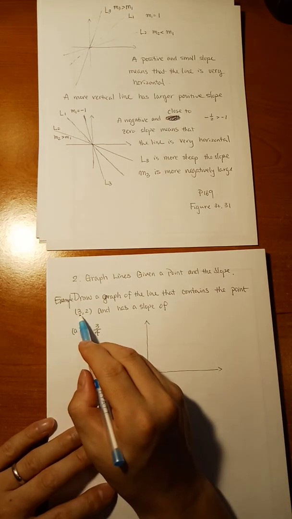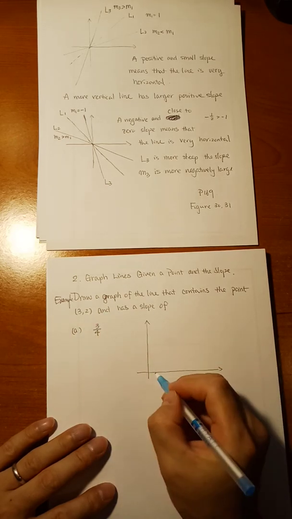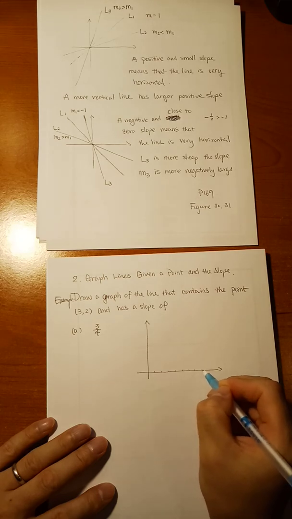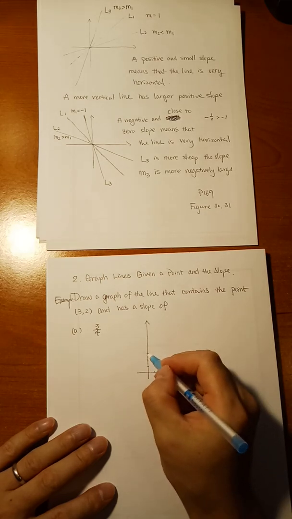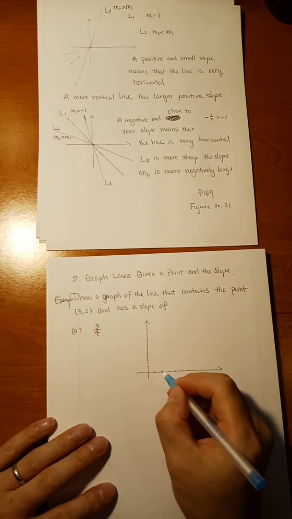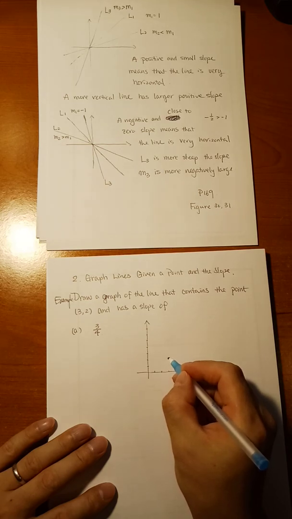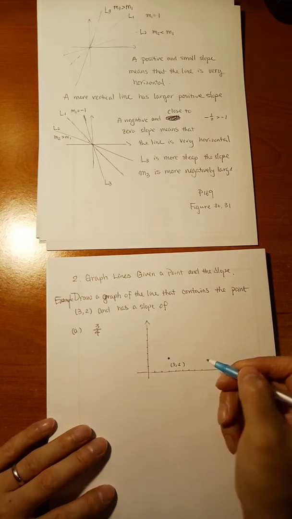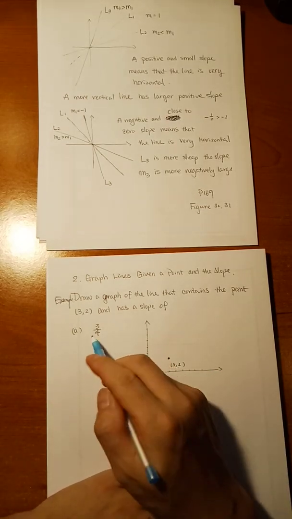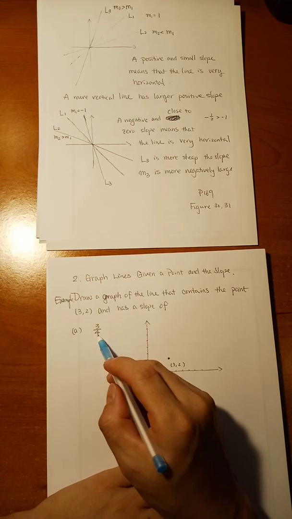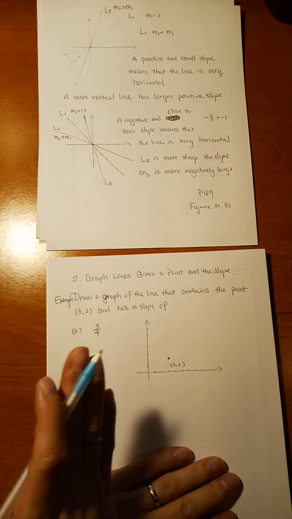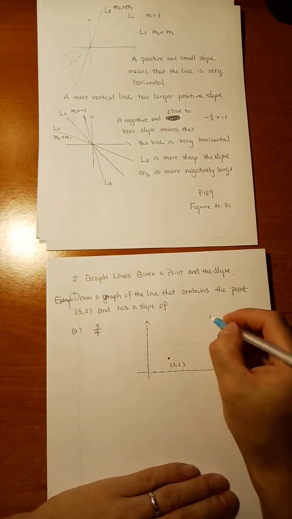So first you have to plot this point, (3, 2). Okay, (3, 2) means 1, 2, 3, and 1, 2. This is (3, 2). Okay, then how do we use the slope? Slope is rise over run. It means the run is 4, rise is 3. Positive, to the right.